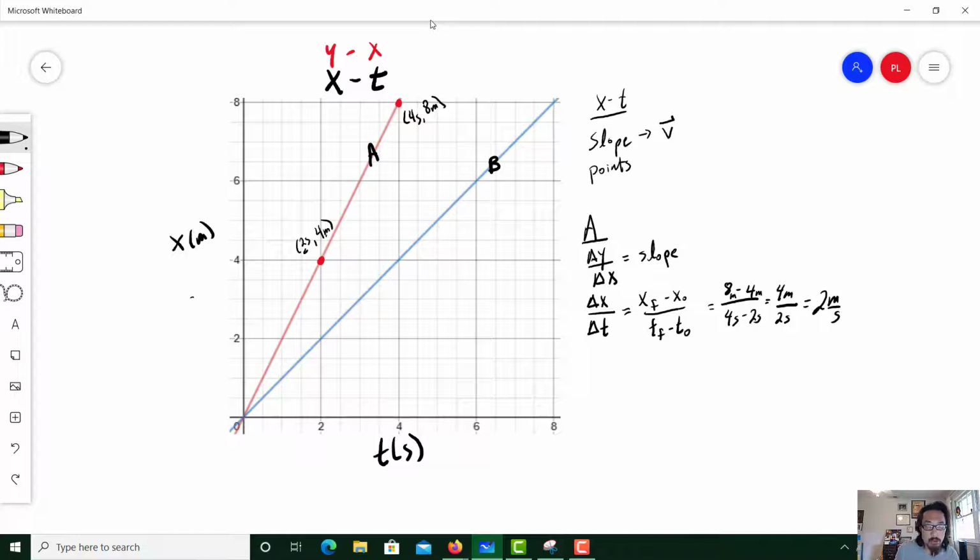So if I were to ask you, if this is object A, and you know object A has a velocity of 2 meters per second, what about object B? Do you think it's going faster or slower? Okay, so there's a couple of key things here. If I'm asking you if it's going faster or slower, I'm asking you about the velocity slash speed.